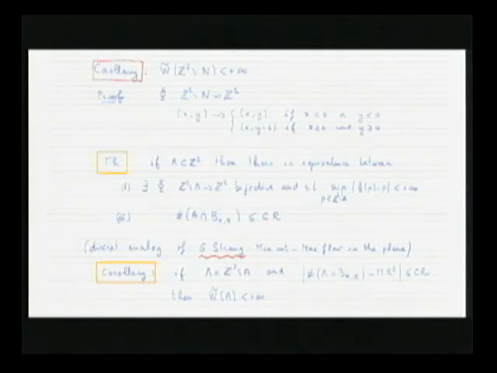And a corollary of this is that if you take a set lambda, which is Z squared set minus something, then in fact this condition with epsilon equal to 0 is sufficient to ensure that W tilde of lambda is finite.